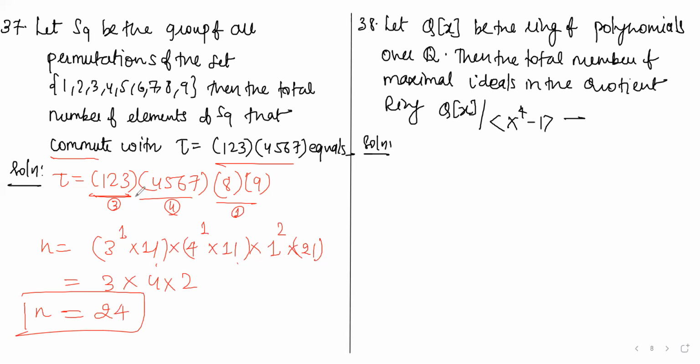So there are 24 elements in S9 that commute with this. Okay, so there is a direct formula. We just find out the length of the cycle and just raise to the power, how many times they appear in this cycle. Okay, and now let's solve this one.